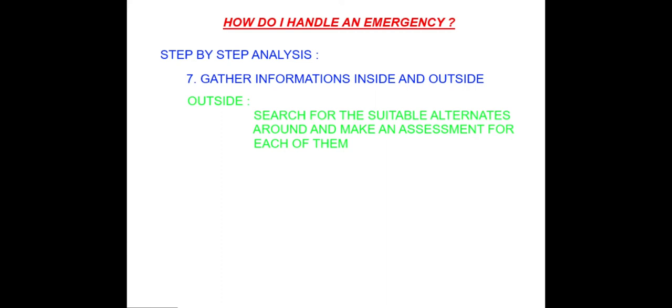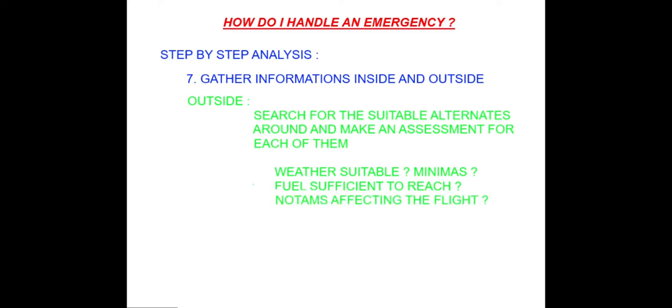Search for the suitable alternates around, and make an assessment for each of them. Is weather suitable? Do we have the minimas? Do we have sufficient fuel to reach the alternate? What reserve do we keep if flying to that one? Is there any NOTAM affecting our flight to that alternate? Are the performances suitable for landing with a failure?